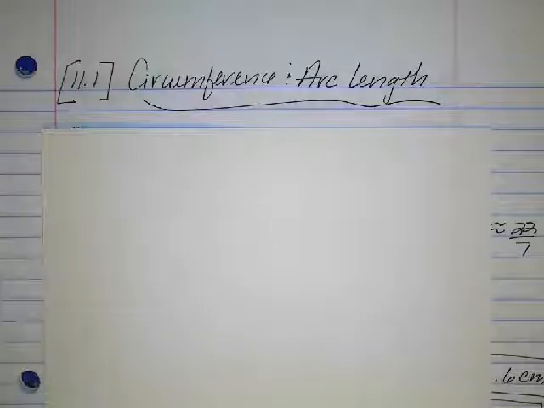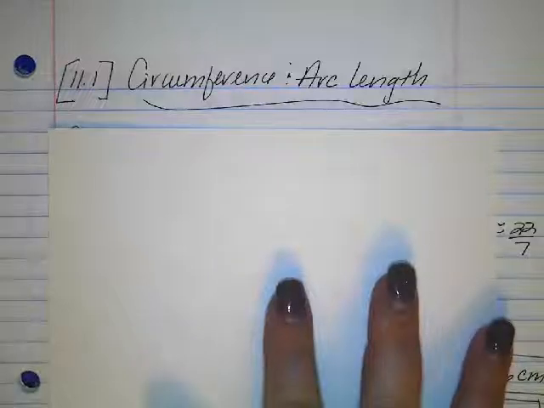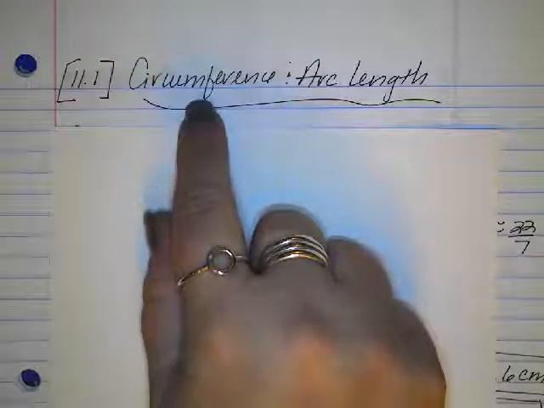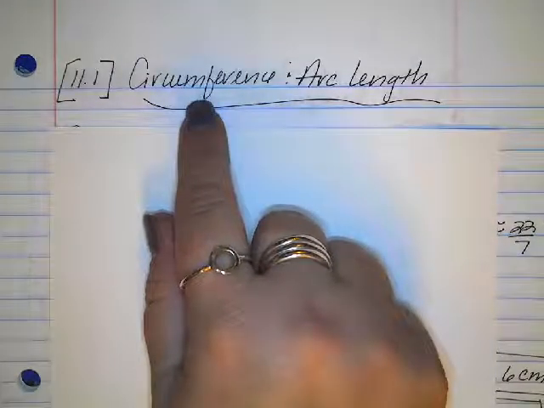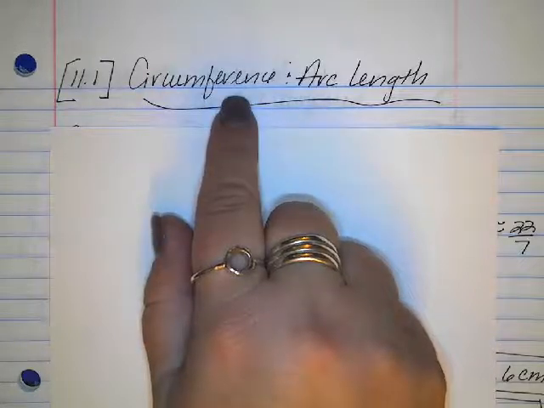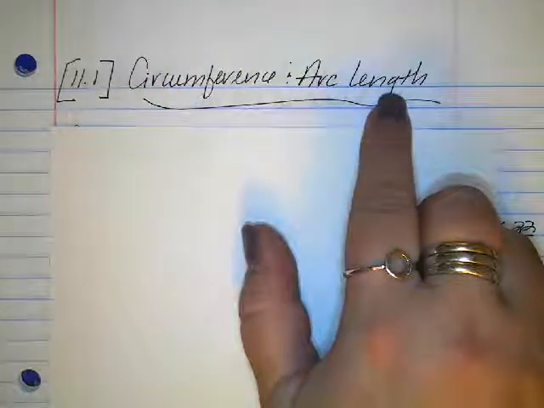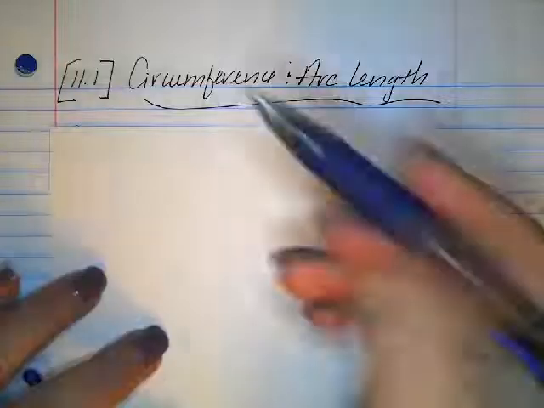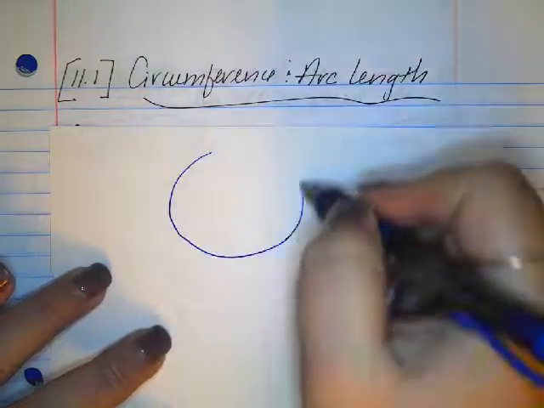Our next unit starts with a little information about circles, some of which you might already remember. Circumference, remember, is the same thing as perimeter. It's the distance around. But the word circumference relates only to circles. Arc length is talking about a piece of the circumference.